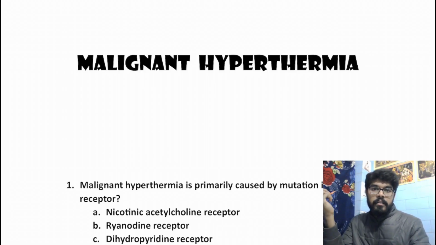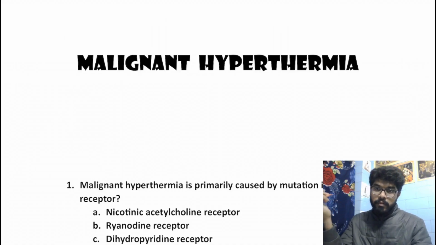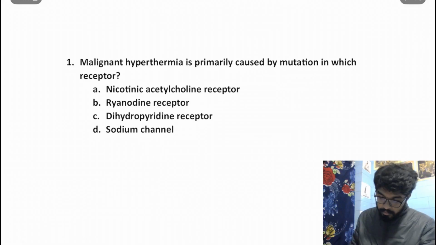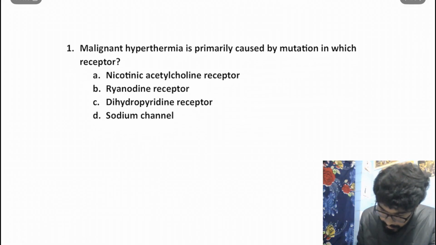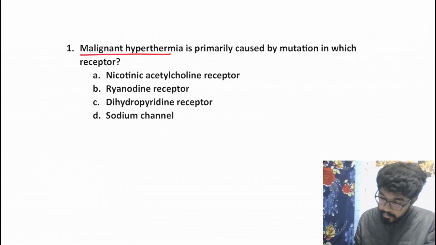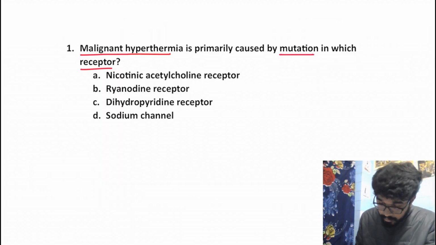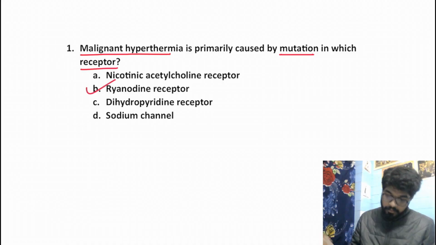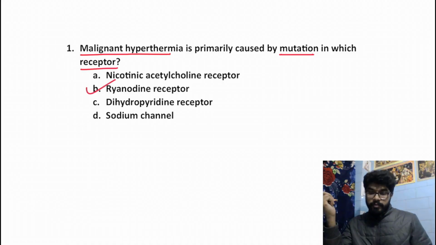Welcome everyone. In this video we shall be talking about malignant hyperthermia and discuss all the important questions related to it. So moving on to the first question. Now, malignant hyperthermia is primarily caused by mutation in which receptor? So remember that it is due to a mutation in the ryanodine receptors, right?